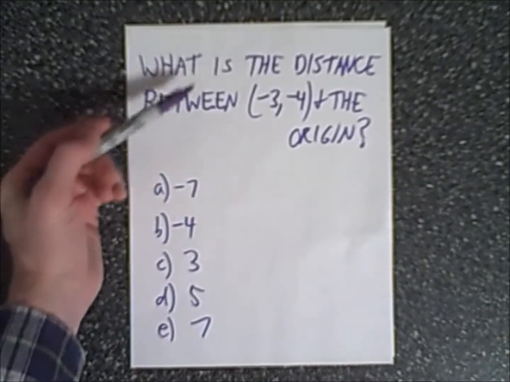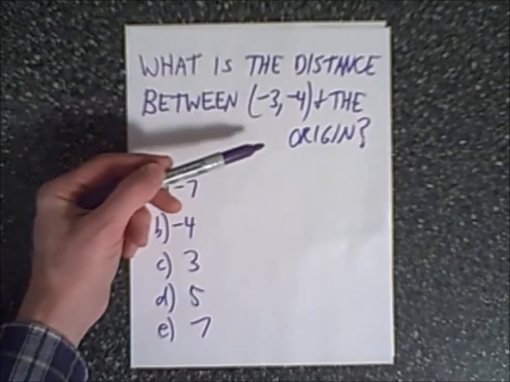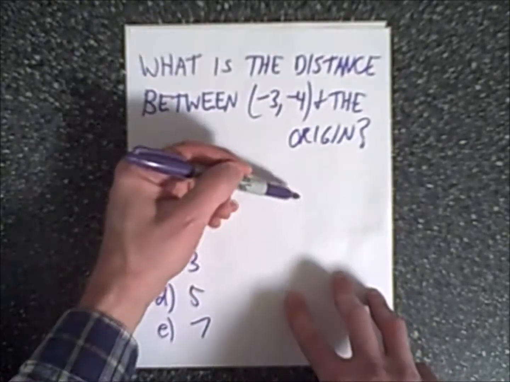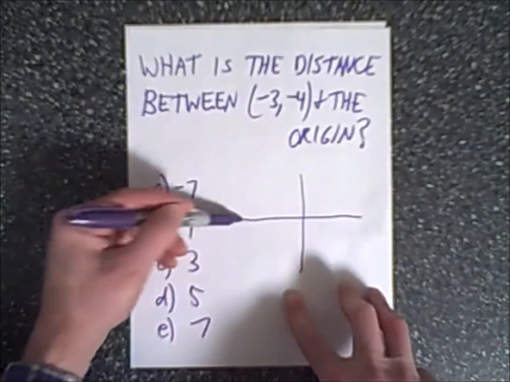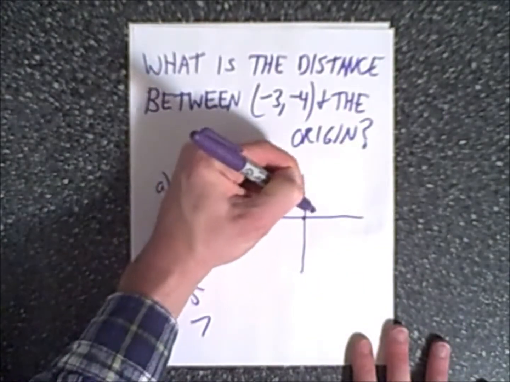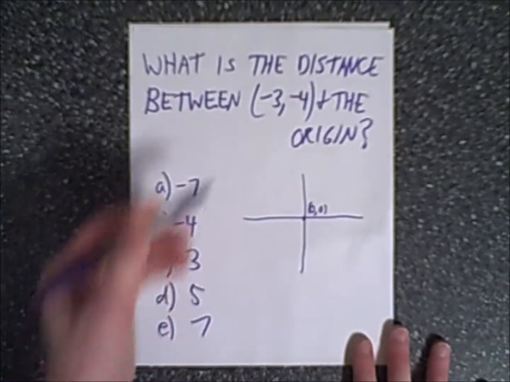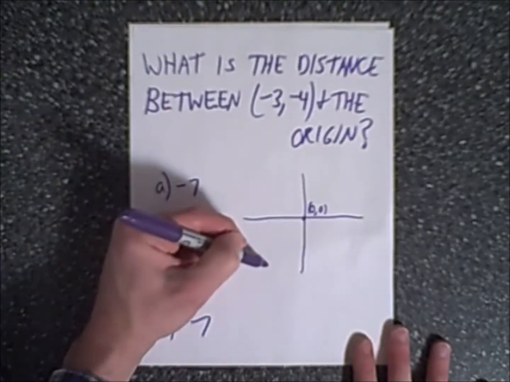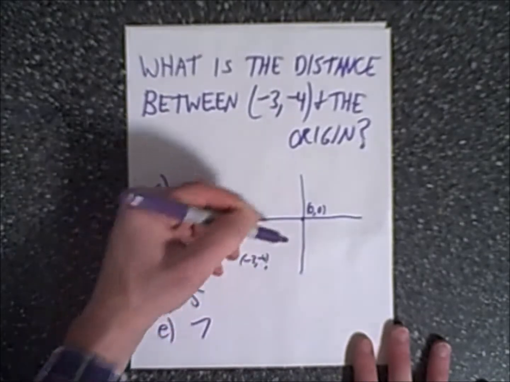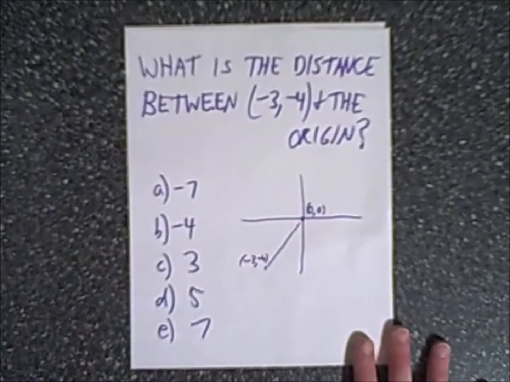So what is the distance between -3, -4, and the origin? This is a good coordinate geometry distance formula or Pythagorean theorem question. Let's quickly sketch this. It's important that you know what the origin is. The origin, of course, is 0, 0. And -3, -4 is about over here. We want to find what this distance is.